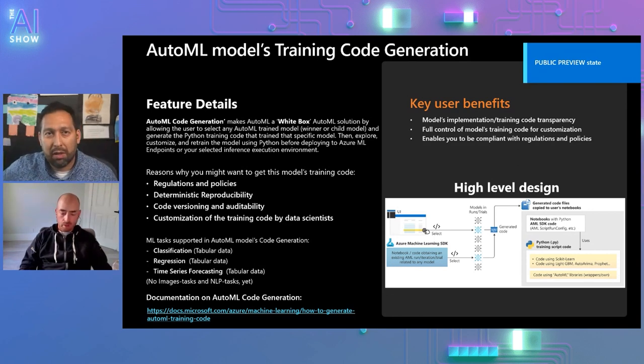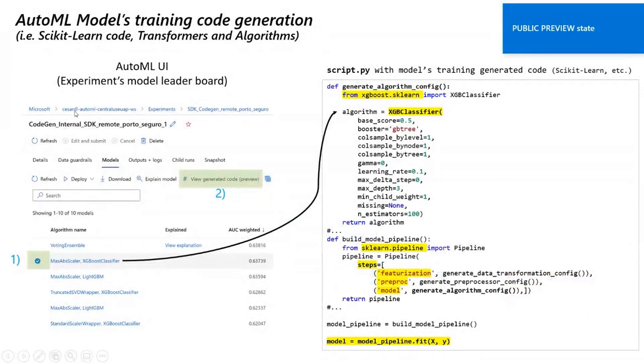Yeah, exactly. If I go to the next slide, basically you could go to the UI, also from the SDK, but from the UI it's pretty clear. You select any model from AutoML from a particular experiment, say this one, XGBoost classifier, and then you can see the script.py, which is the training code of that particular model.